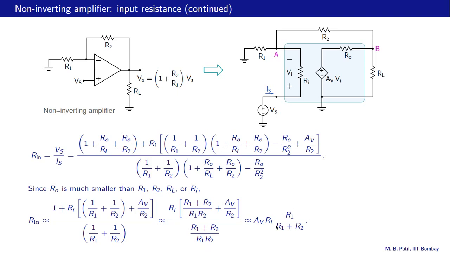So this R1 divided by R1 plus R2 is smaller than 1. Let's say 1 by 10, 1 by 20, 1 by 50, something of that order. Now AV times Ri is a very huge resistance. AV is 10 raised to 5 for the 741, Ri is 2 mega ohms. So altogether this input resistance is very large, and therefore for all practical purposes we see an open circuit from this terminal. And this very large input resistance is definitely a big advantage of using the non-inverting configuration.